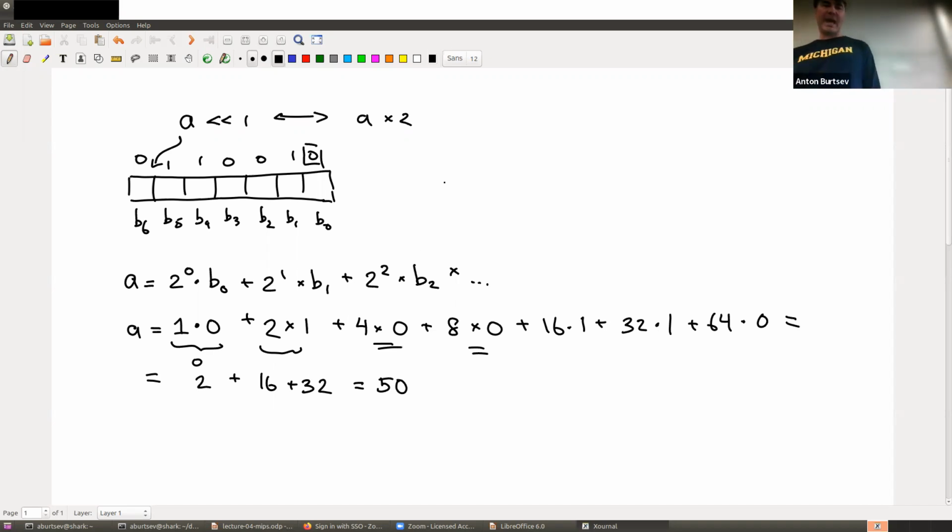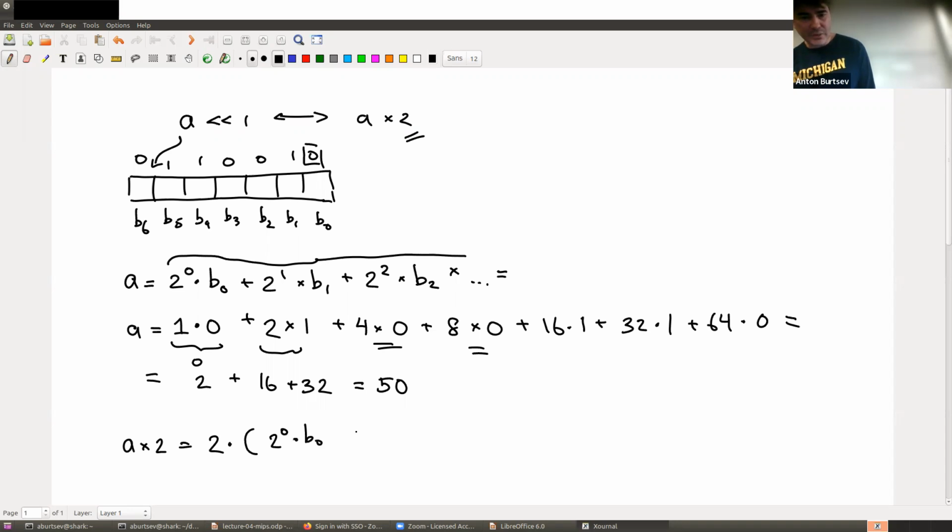And then what happens if you multiply by 2? Multiplication by 2 effectively means that if it's A multiplied by 2, then it's 2 multiplied by this giant expression here, right? So 2 to the power 0 by b0 plus 2 to the power 1 by b1 plus and so on to 2 to the power whatever. Which one is that?